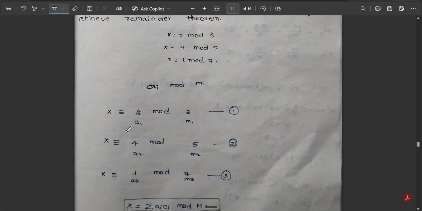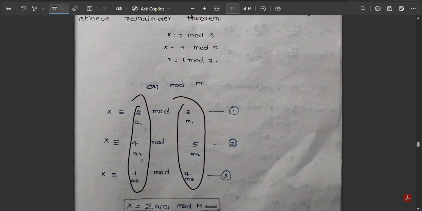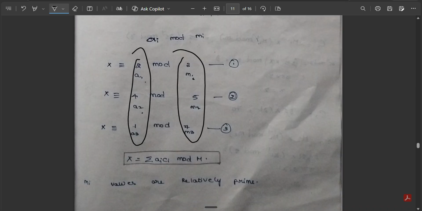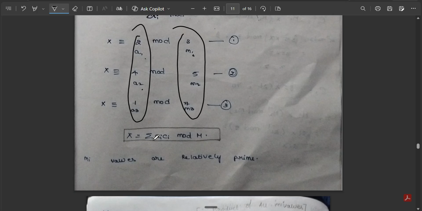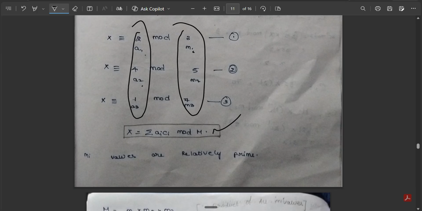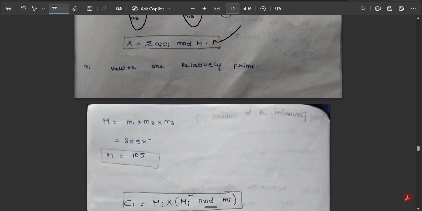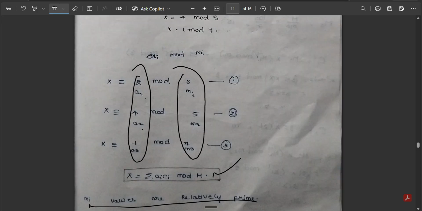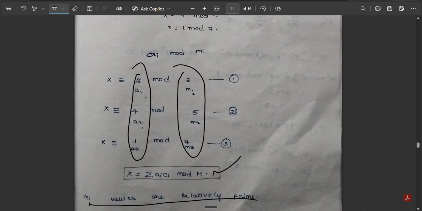Here I'm going to assign the values on this side as a and the values on this side as m: a1, a2, a3, m1, m2, m3. After that, my final goal is to find the summation of ai times Mi times Mi inverse mod m. So this is my ultimate goal. Then the mi values must be relatively prime, so we have to check this. GCD of 3 comma 5 is 1, GCD of 3 comma 7 is 1, GCD of 5 comma 7 is also 1. Only then can we proceed with this problem.